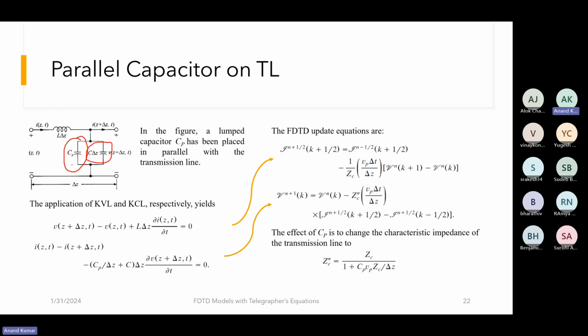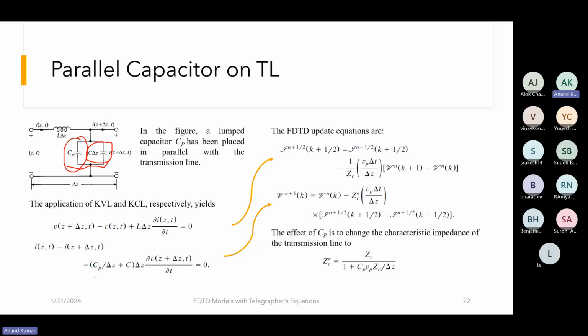So what we can do is we can just take the equivalent of this capacitor and modify, so that the KVL and KCL equations will perform, and the modifications will be seen over here. So the lumped capacitor CP is now in parallel with the distributed capacitor, and this is the only place which is modified. So the update equation for voltage will be modified, and the update equation for current remains the same.